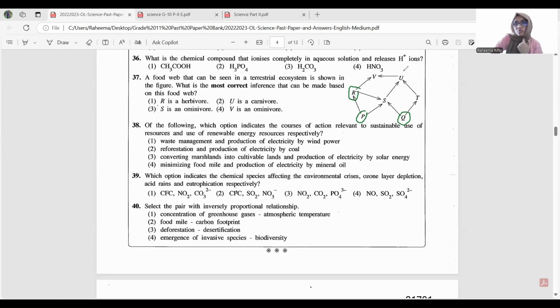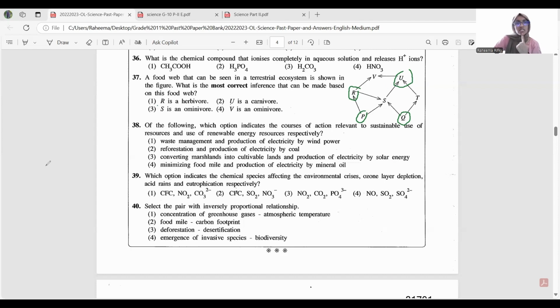Then U is a carnivore. Yes, it can be a carnivore because you can see it's eating animals. But omnivores also eat animals, right? So we can't tell exactly. Maybe a carnivore, maybe an omnivore. Because it is always like the third link if we think in the food chain. So we can't tell exactly.